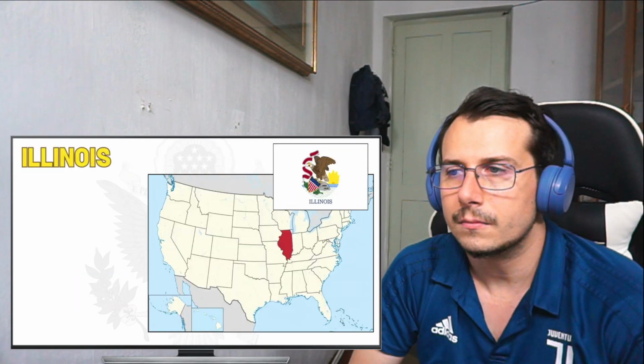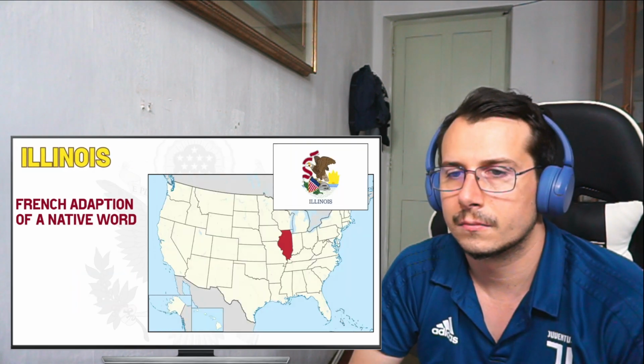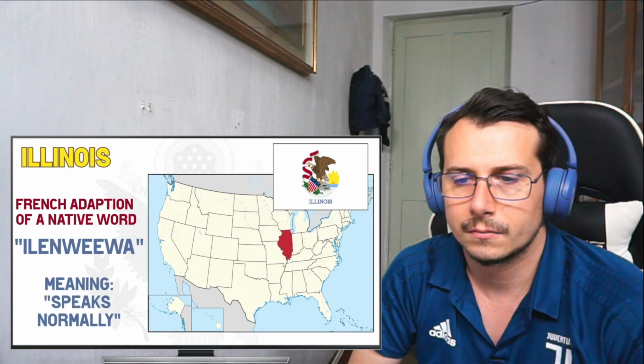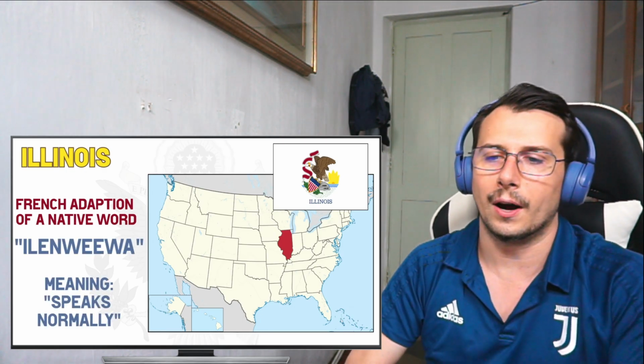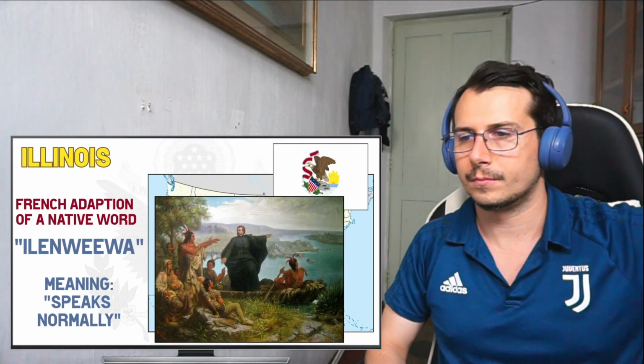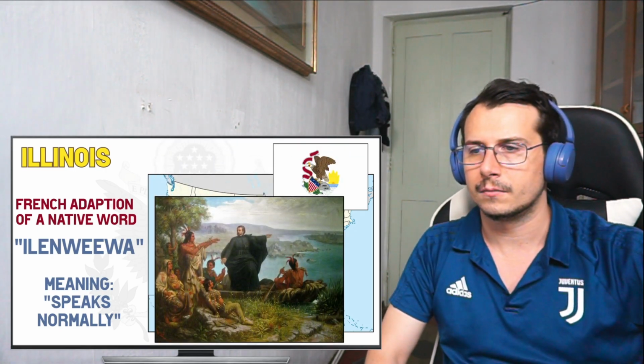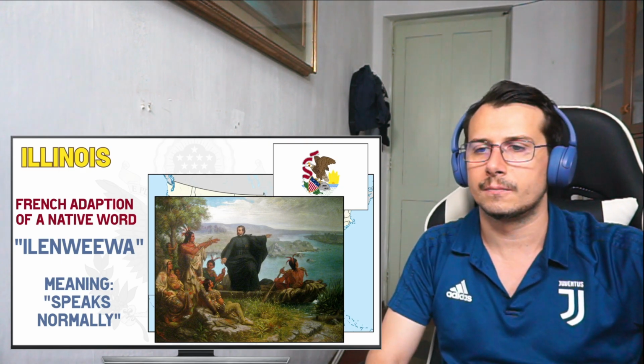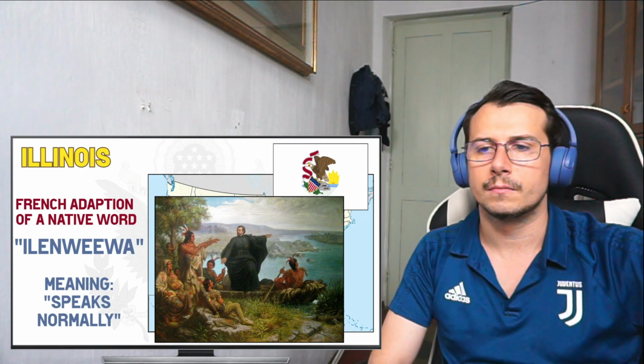When it comes to Illinois, the state is named for the French adaptation of a native word, Ilenwiwa, which means speak normally. This adaptation was made by early French Catholic missionaries and explorers who referred to the local natives as such. Eventually the state was named after that tribe.